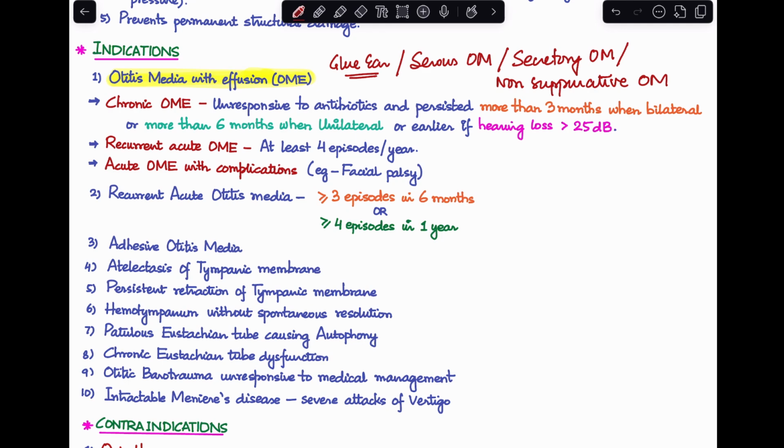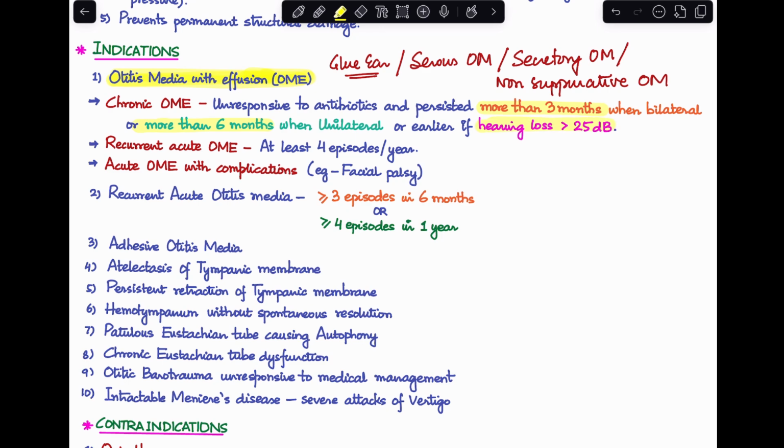Even in otitis media with effusion, we do not do Grommet insertion in every case. There are particular indications for it. We usually try to observe the case and give medical management, but in certain scenarios, for example, first is chronic otitis media with effusion. When do we call it a chronic case? When it has been unresponsive to antibiotics and other medical management and has persisted more than 3 months when it is bilateral, or more than 6 months when it is a unilateral disease, or even earlier than this if the hearing loss is more than 25 decibels.